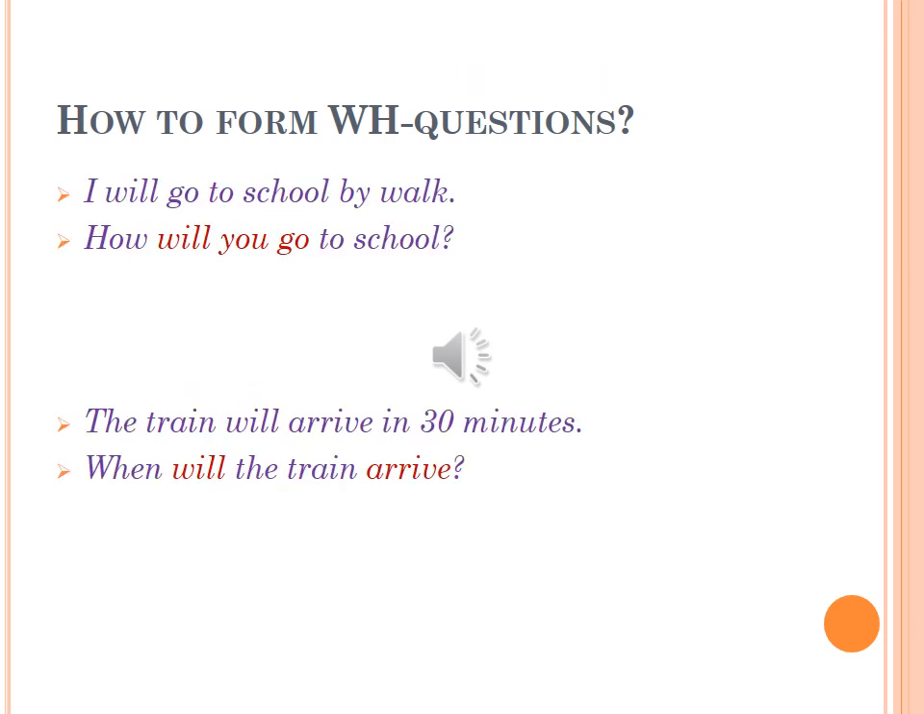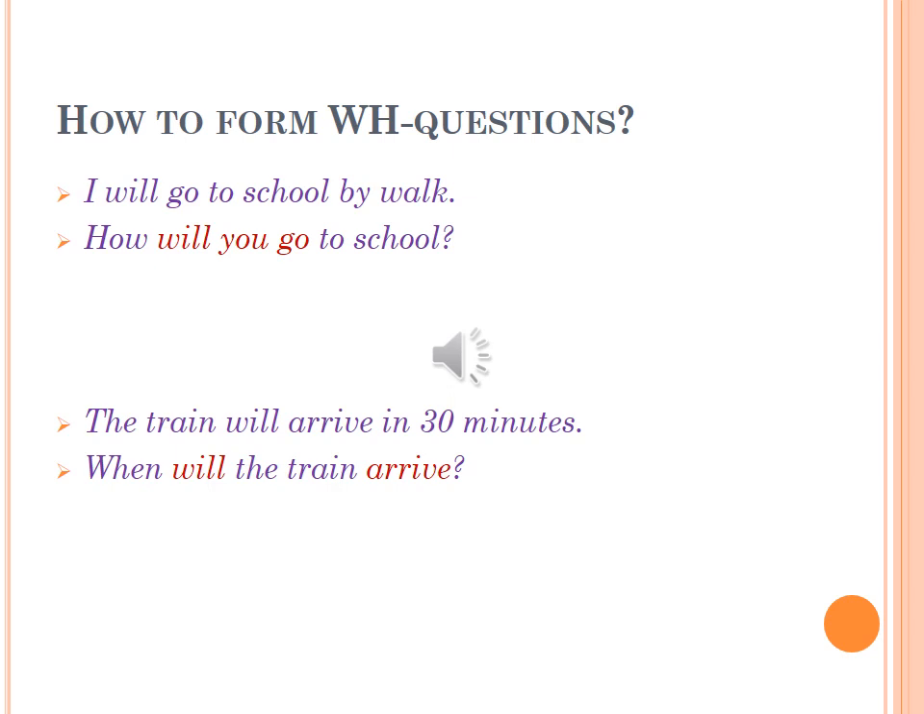If we have simple future tense, how do we frame questions? So look at these examples. I will go to school by walk. And the second sentence is the train will arrive in 30 minutes. For the statement I will go to school by walk, we have to frame a question. How can we frame the question? We can use the question word how, and we can bring the helping verb as the next one, like how will you go to school?